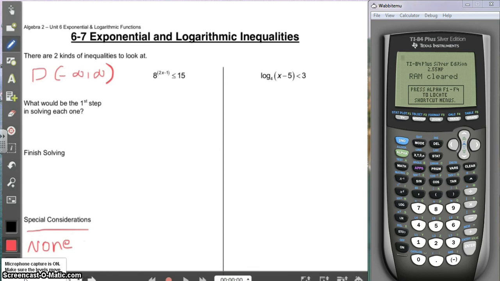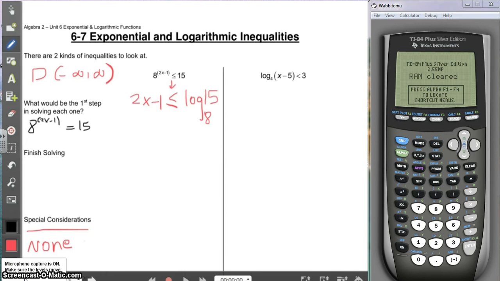Now, to be able to solve exponential, the first step is always to use log. So ask yourself, the power, which is 2x minus 1, is equal to log base 8 of 15. So 8 to the power 2x minus 1 is equal to 15, so I would just write it down if I were you without an inequality.